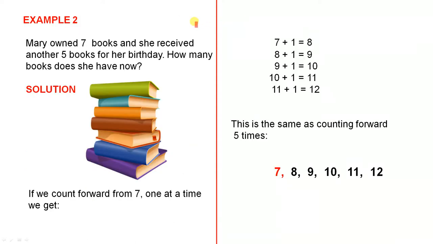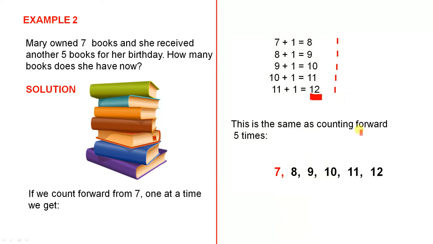Example 2. Mary owns 7 books and she received another 5 books for her birthday. How many books does she have now? Here are the 7 books. If we count forward from 7, one at a time, we get 7 plus 1 equals 8. We've added 1. 8 plus 1 equals 9. We've added 2. 9 plus 1 equals 10. We've added 3. 10 plus 1 equals 11. We've added 4. And 11 plus 1 equals 12. So now she has 12 books.